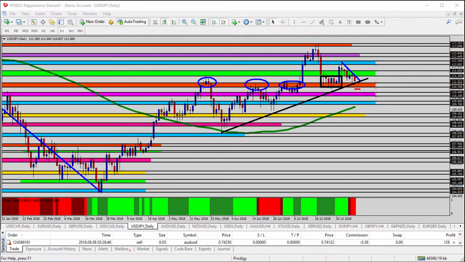Today we're looking at the USDJPY, the US dollar versus the Japanese yen. For today's trade analysis, we have really two different trends, a shorter term trend and a medium term trend that we're going to look at for this currency pair.